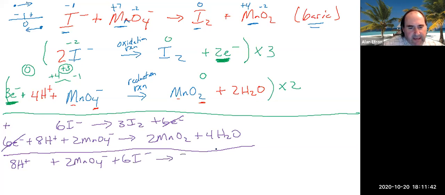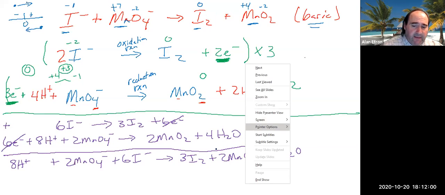On the right-hand side, we have 3I2 plus 2 MnO2 and 4H2O. At this point, if I was balancing this equation for acidic conditions, I would be done. I basically put a box around it, and we hopefully should be correct.